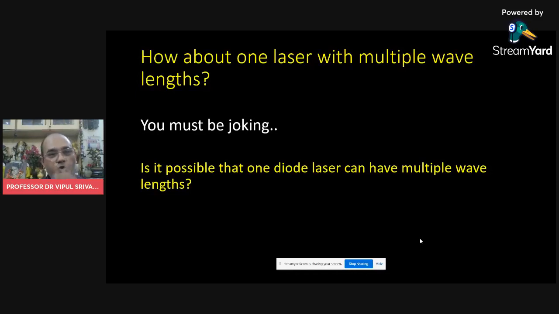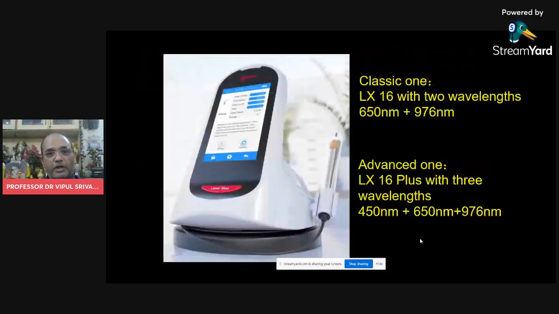So I want you to go through the details of this particular laser. Since I'm on the Woodpecker platform, they have two dental lasers in the market right now. They have a classic one, the LX16, and an advanced one, the LX16 Plus. LX16 has two wavelengths, 650 nanometer and 976 nanometer, whereas LX16 Plus has three wavelengths, 450 nanometer, which is blue.